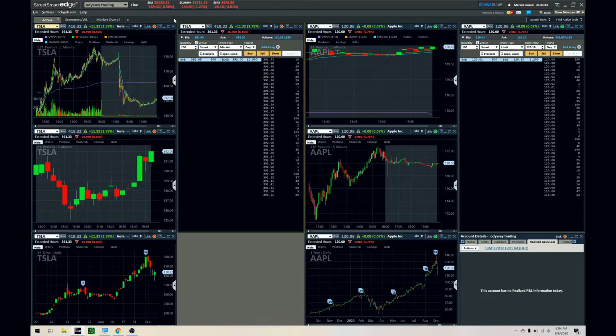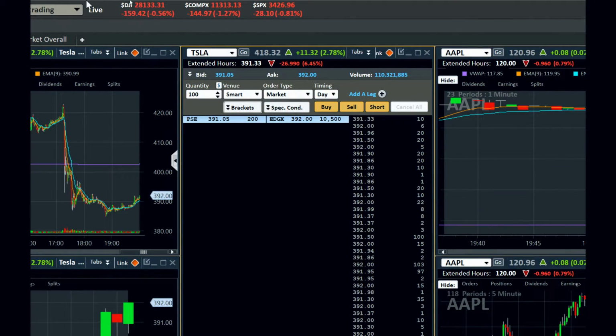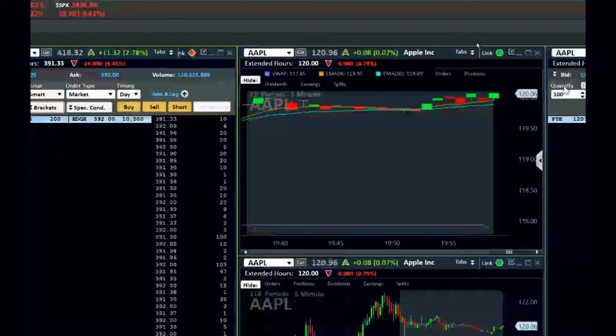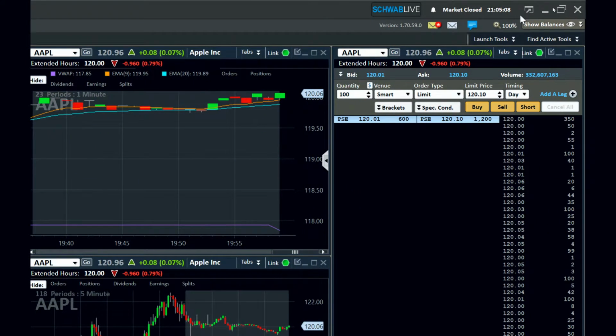At the top of this screen, I also have a quick snapshot of the key market indicators that I typically use for most of my trades. I usually trade on the NASDAQ and the S&P 500, but these indicators come standard with StreetSmart Edge: the Dow Jones, the NASDAQ Composite, and the S&P 500. On the right-hand side, I have my time, so I know when I'm working pre-market, and when the markets are open and about to close as well.